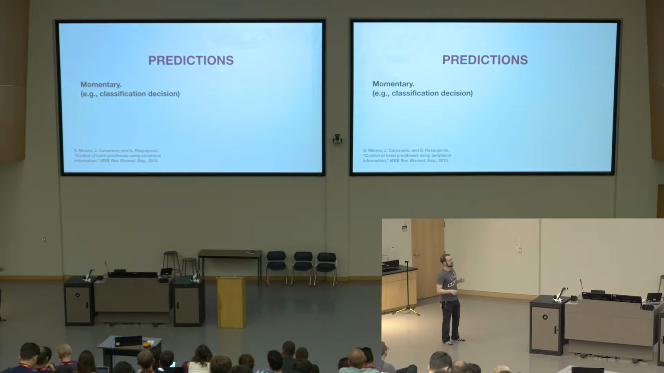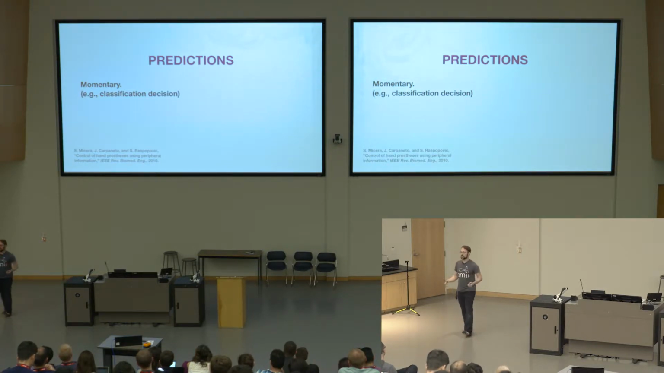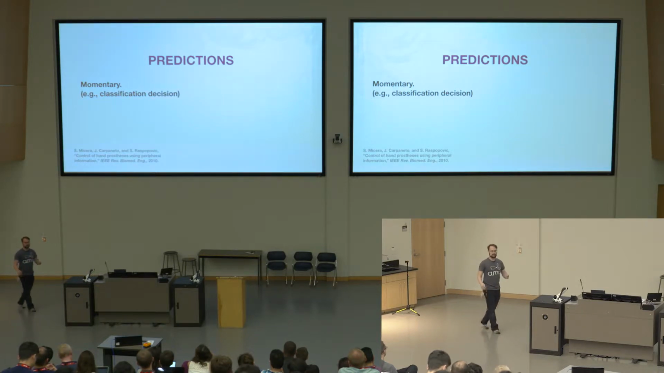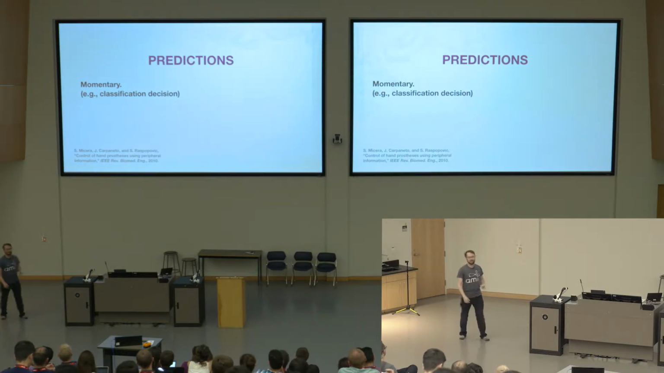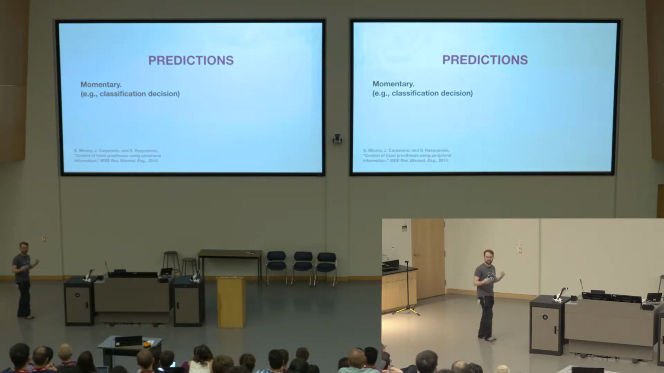And one is the one that I think is almost the most common form that we think about, which is a momentary form of prediction. It's like a classification decision. If you want to see references for how this is done in, say, peripheral human-machine interfaces, there's this awesome review by Sylvester Massaro and colleagues back in 2010 that's still relevant today.